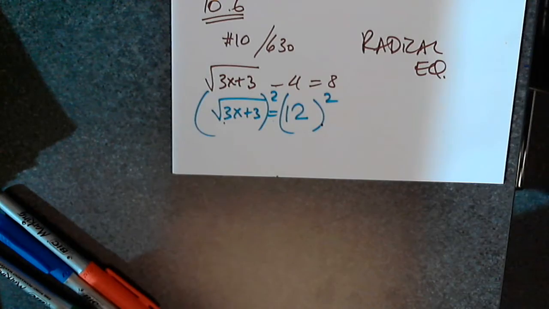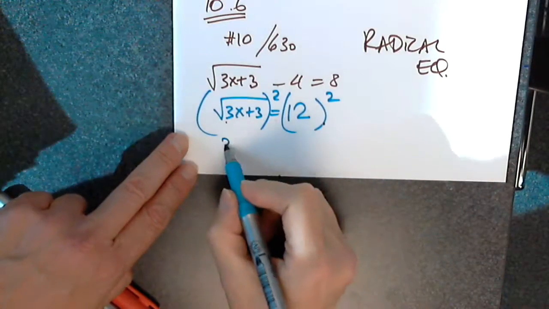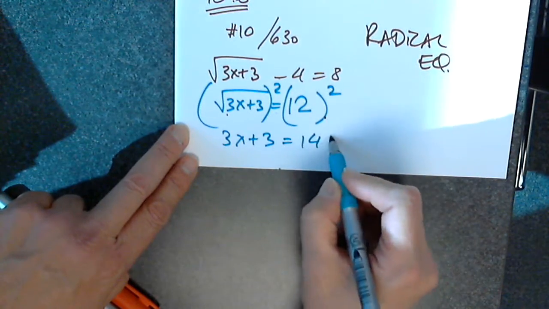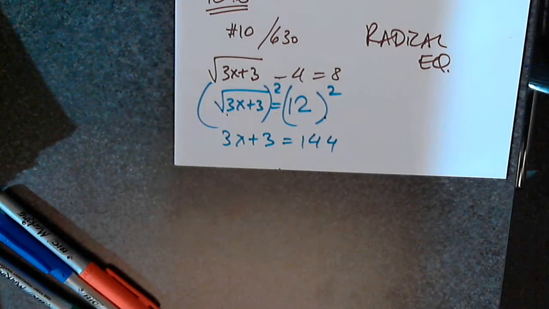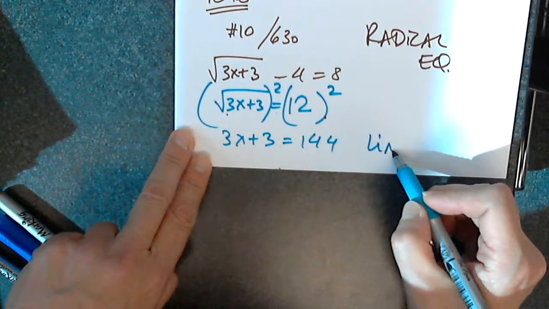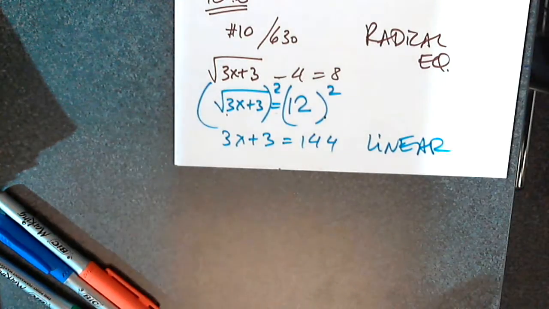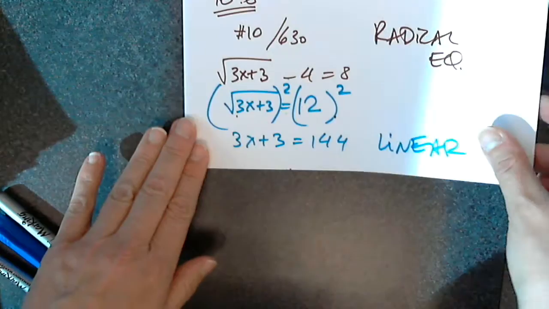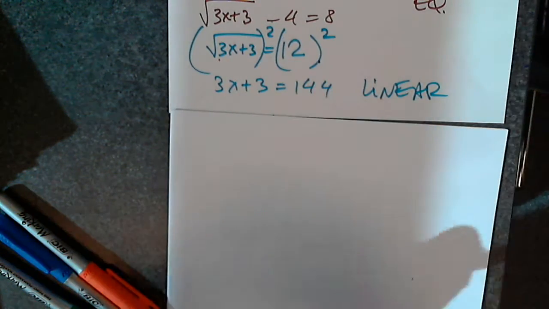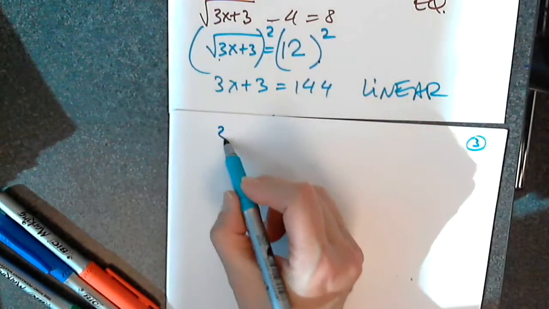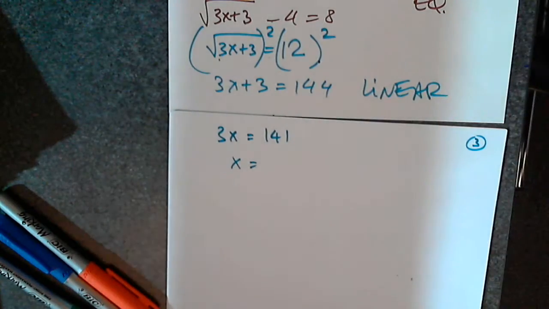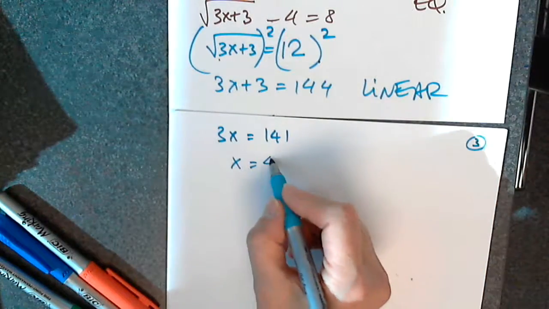Good. What do I get on the left-hand side? Indeed. What do I get on the right-hand side? Very good. Now this becomes what type of equation, which I know how to solve? It becomes linear. So we know how to solve linear equations from a long time ago. So what will I do? Subtract 3 and end up with 3x equals 141. So x equals 47 indeed.